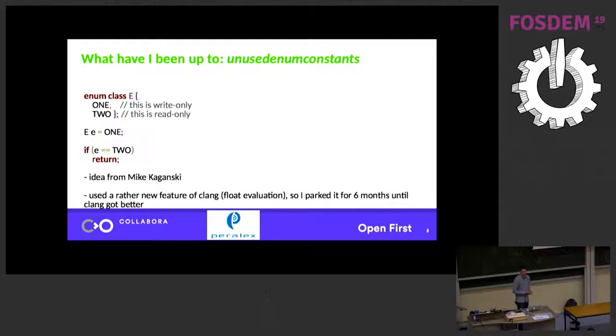Unused enum constants. I initially wrote this to look for enum constants where you've got an enum and one or more of the constants is not touched at all. That's a relatively straightforward case. So I cleaned out all of the dead cases where they made sense to do so. Again, there's an idea from Mike Aginski.